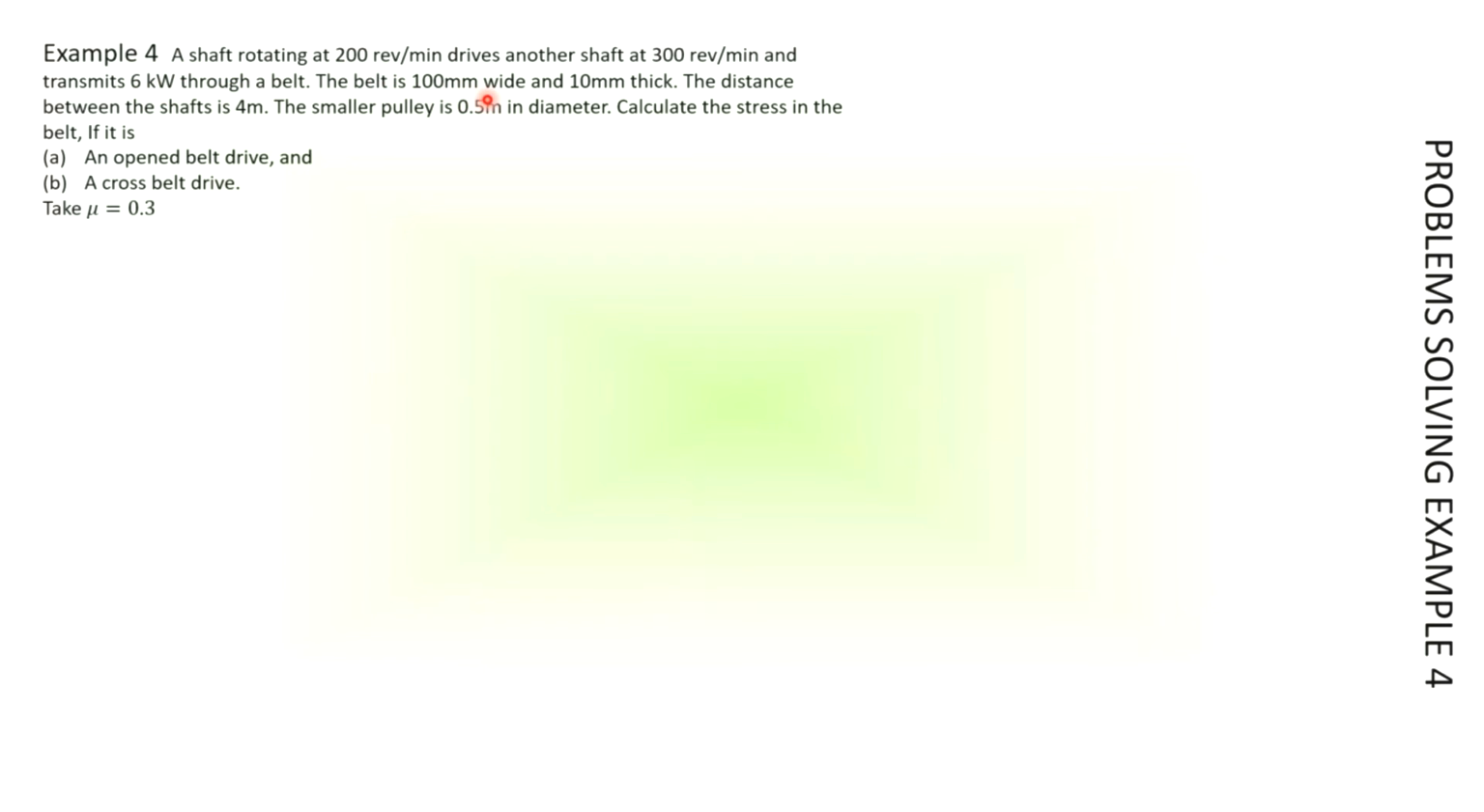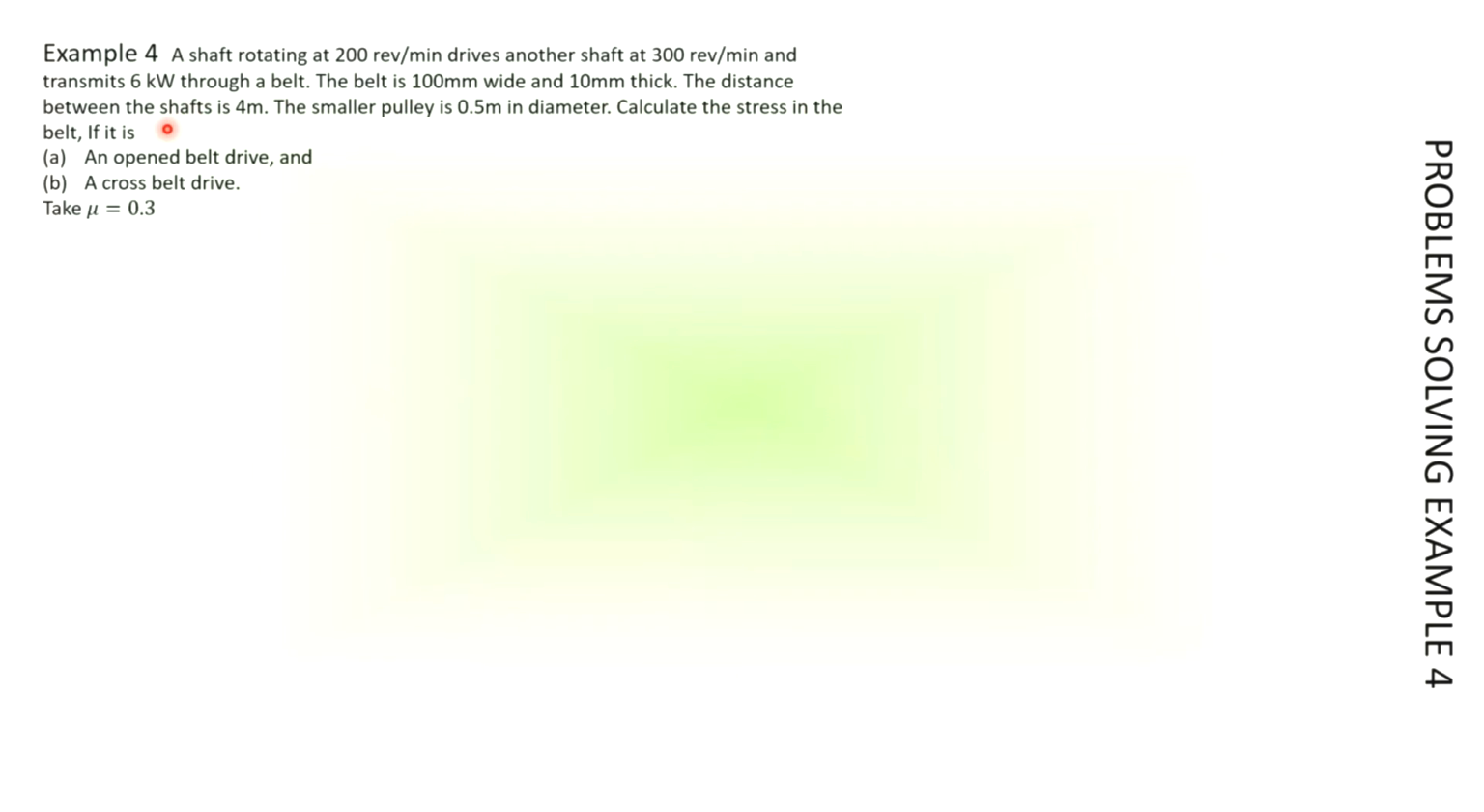Now the belt is 100 mm wide, so area is taken into account here, 100 mm wide and 10 mm thick. The distance between the shafts is 4 meters. Now the smaller pulley is 0.5 meter in diameter, but they didn't give us the diameter of the larger pulley. Take note, they have only given us the diameter of the smaller pulley. If we want to use the 200 RPM or the 300 RPM, we must have both the diameters.